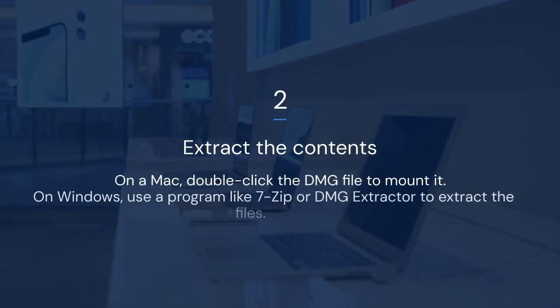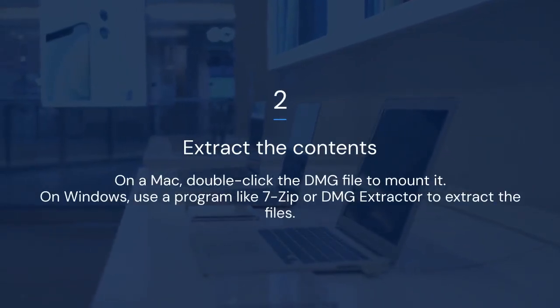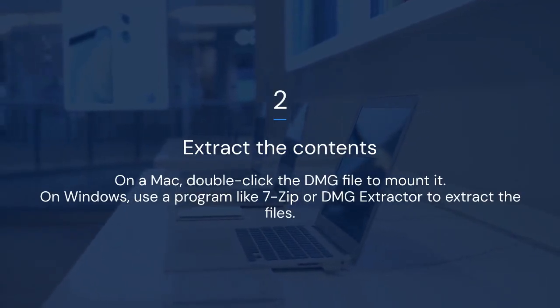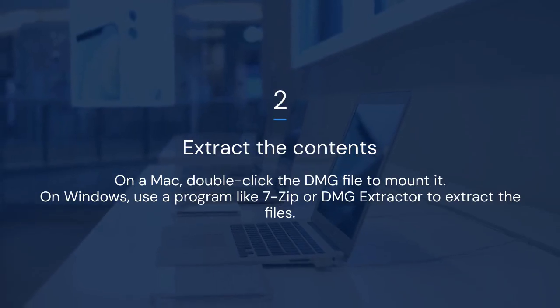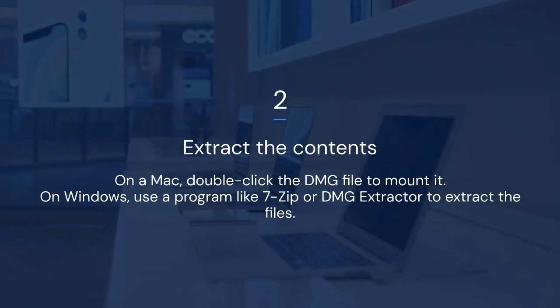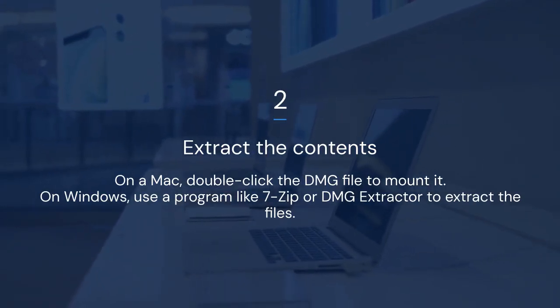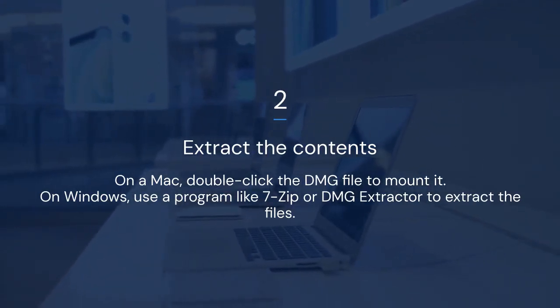2. Extract the contents. On a Mac, simply double-click the DMG file to mount it. This will make the contents accessible in Finder. On Windows, you'll need a third-party program like 7-Zip or DMG Extractor to extract the files. These programs can open and unpack the contents of the DMG file.